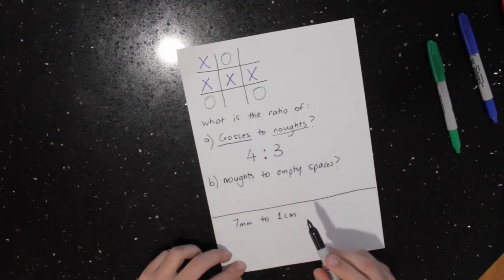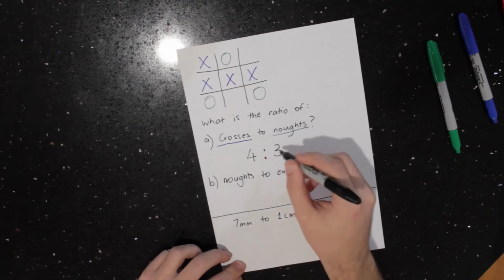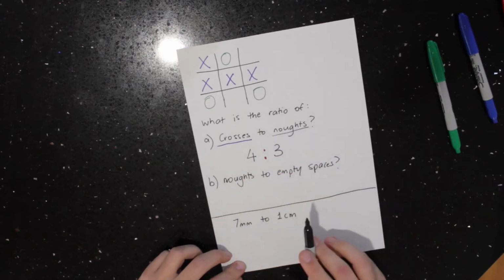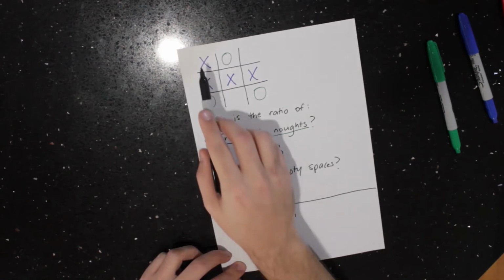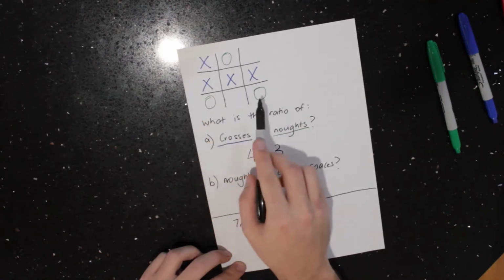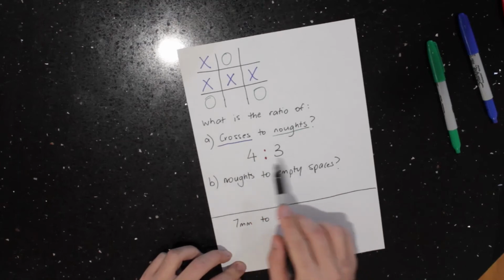What that also means is, we've looked at 7 things in total. Okay, 4 crosses and 3 noughts. Makes 1, 2, 3, 4, 5, 6, 7. So we've looked at 7 things in total.